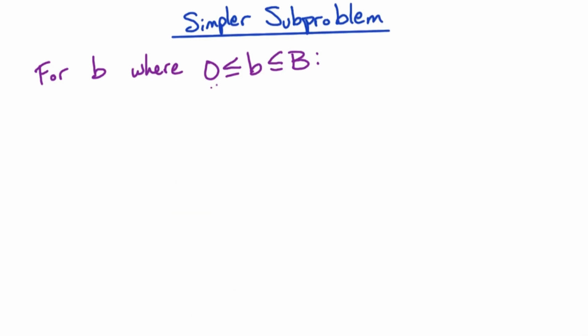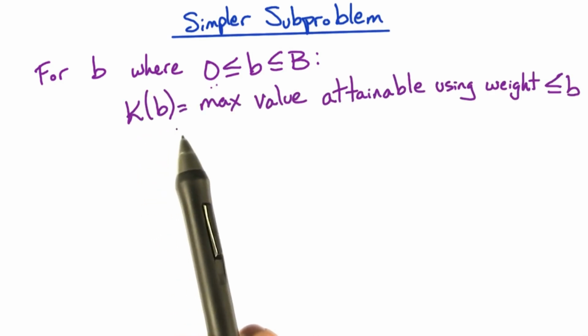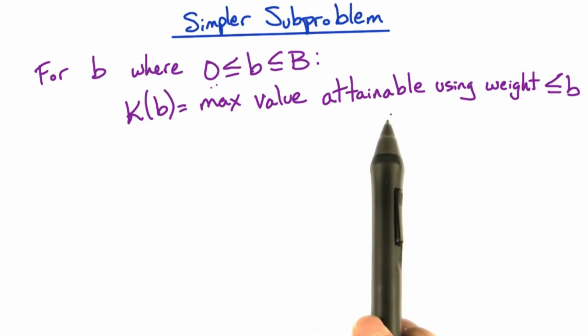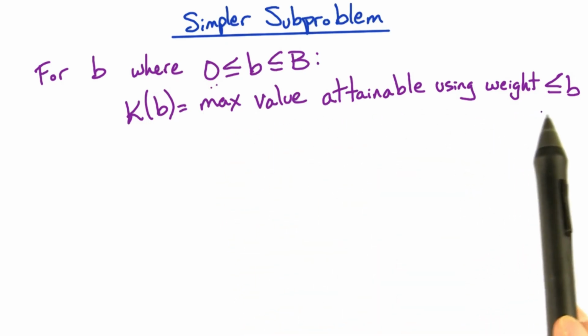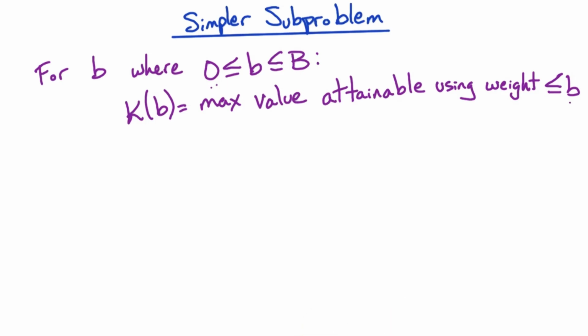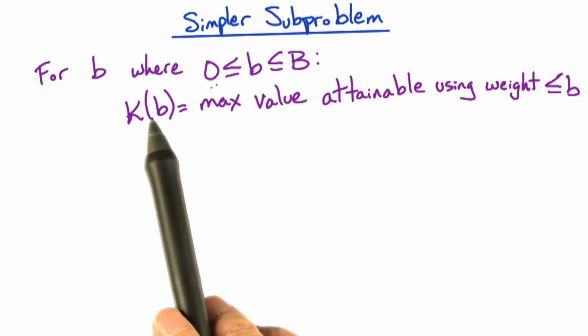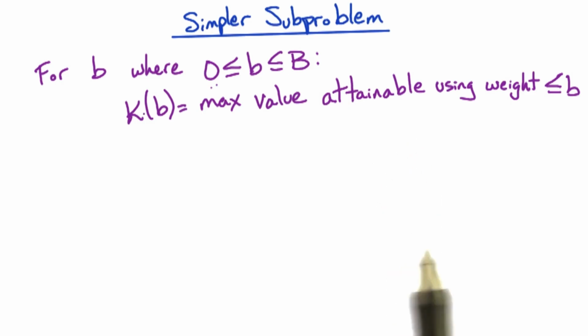Now we can define our subproblem. We define K(b) as the max value obtainable using total weight at most little b. And we allow ourselves to use a subset of all n objects, or actually a multiset of all n objects. Whereas in the previous subproblem, we had an extra parameter i, and we only allowed ourselves to use a subset of the first i objects.